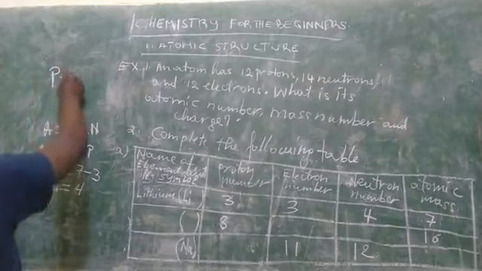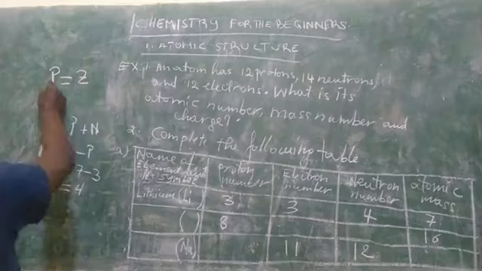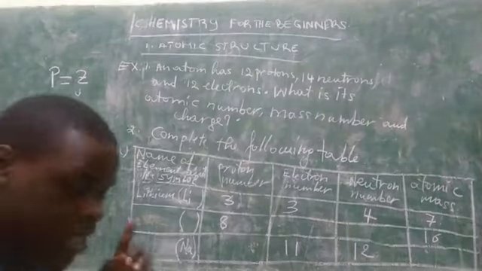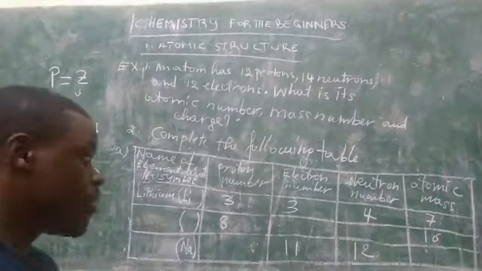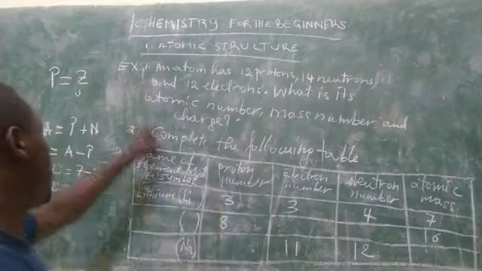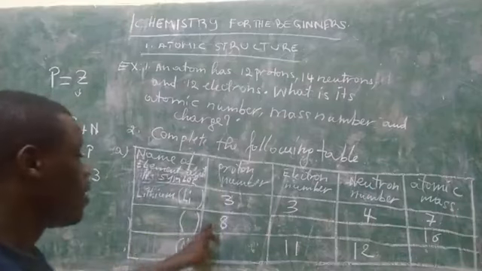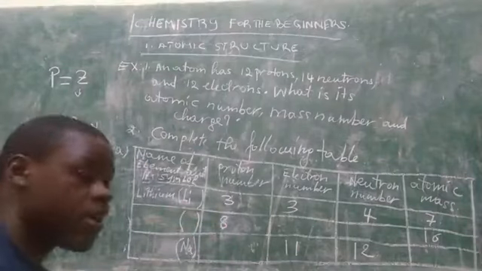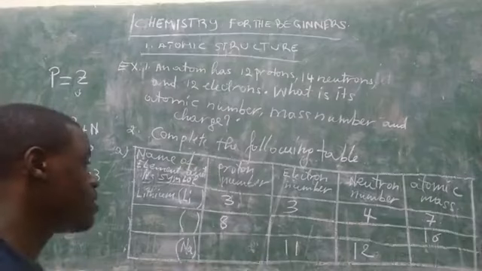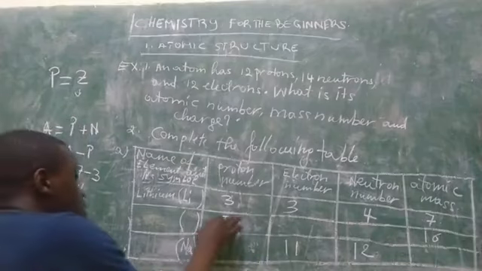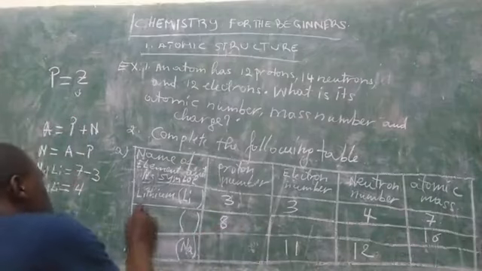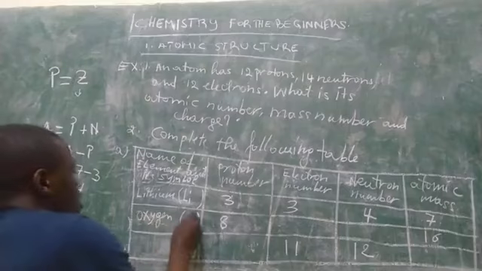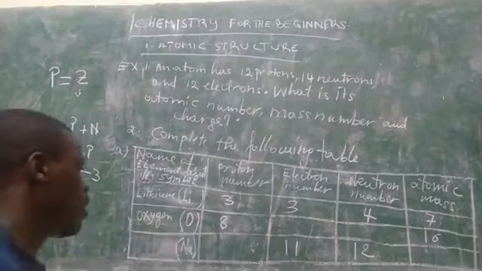Proton number is always equal to Z. Z is the atomic number. The atomic number is the number that represents the atom in the periodic table, which means if P equals Z, you search for Z equal to 8 in the periodic table so that you can find out which element. This element is 8. 8 represents oxygen, and the symbol is capital O.